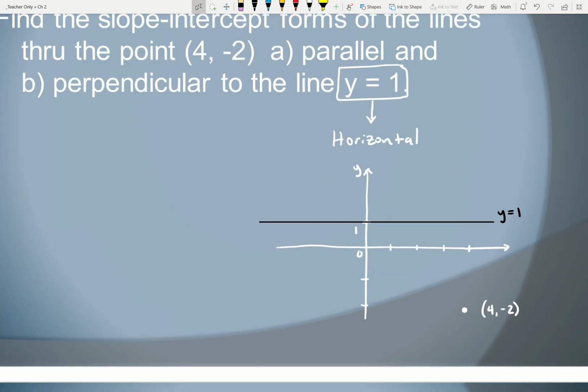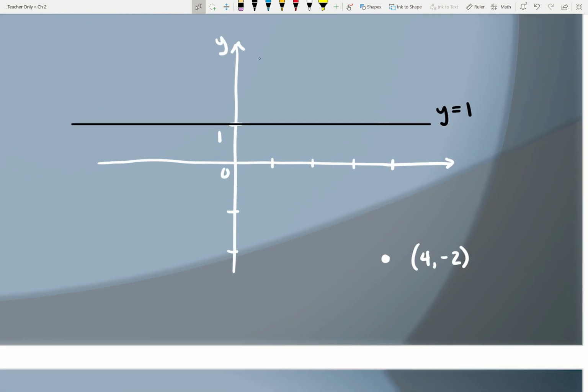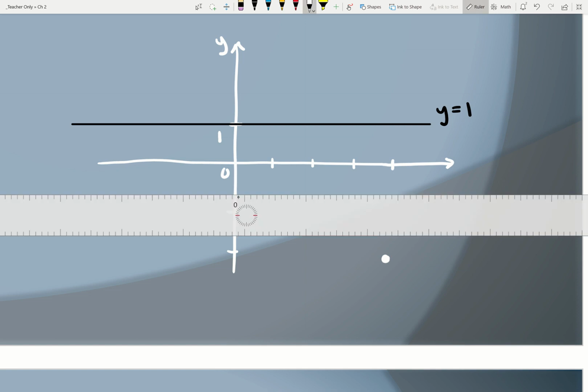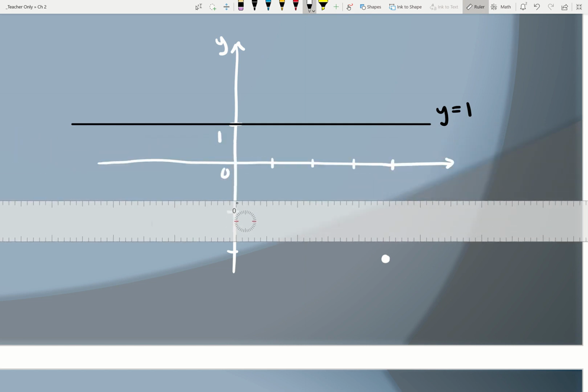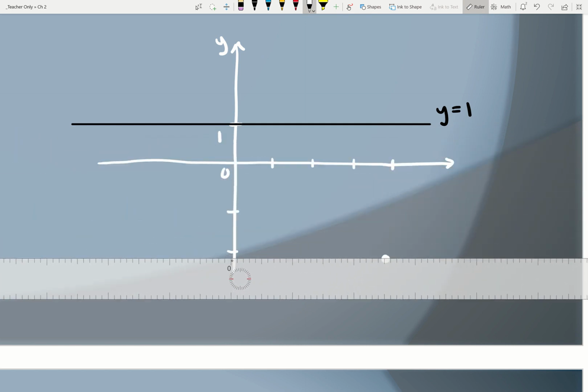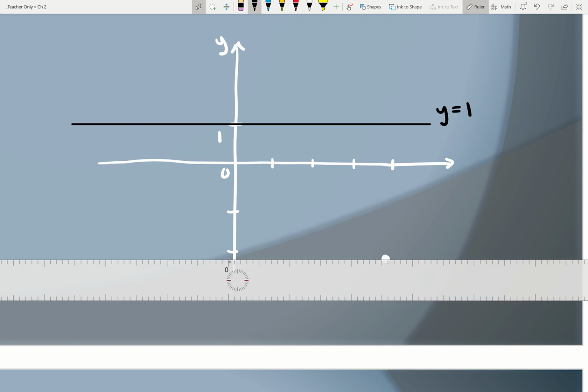and in part A, I want to be parallel to that line, and in part B, I want to be perpendicular to that line. So if I want to be parallel to this line and pass through this point, then all that's going to take is that I line up my straight edge here. If I want to be parallel to it, then I'm going to keep my straight edge perfectly flat like this, but go down here so that I'm passing through that point.